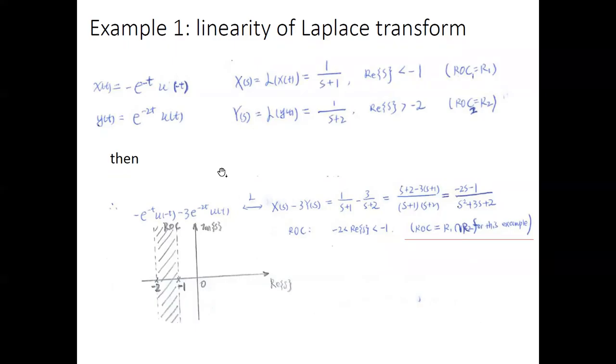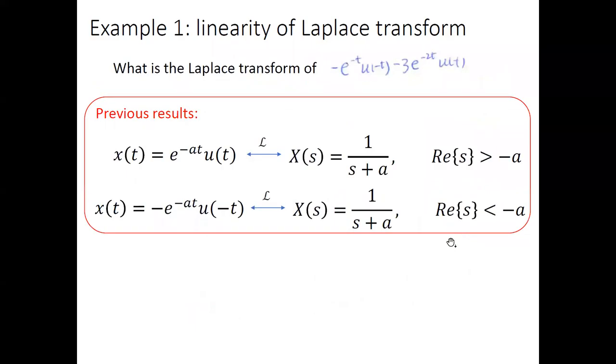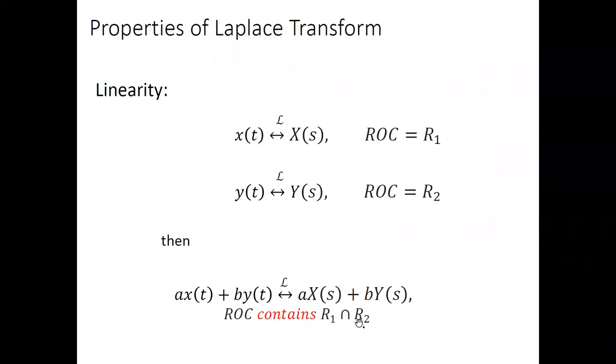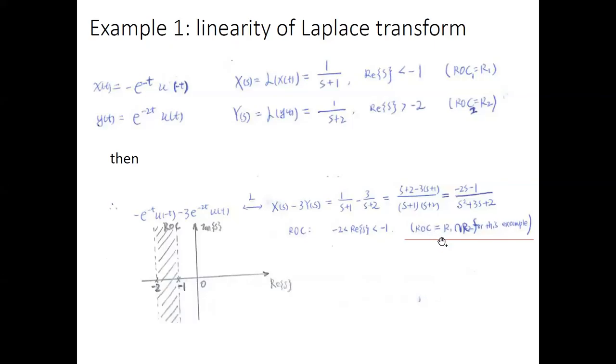Why? Because for the first term, for the Laplace transform to hold, it needs to be less than minus 1, needs to be left of minus 1. For the second term to exist, it needs to be right of minus 2. And for both terms to exist, we need to take the intersection of the two regions, the intersection of R1, R2. The intersection is this region between minus 2 and minus 1. And in this case, the region of convergence for the linear combination equals R1 intersecting R2.